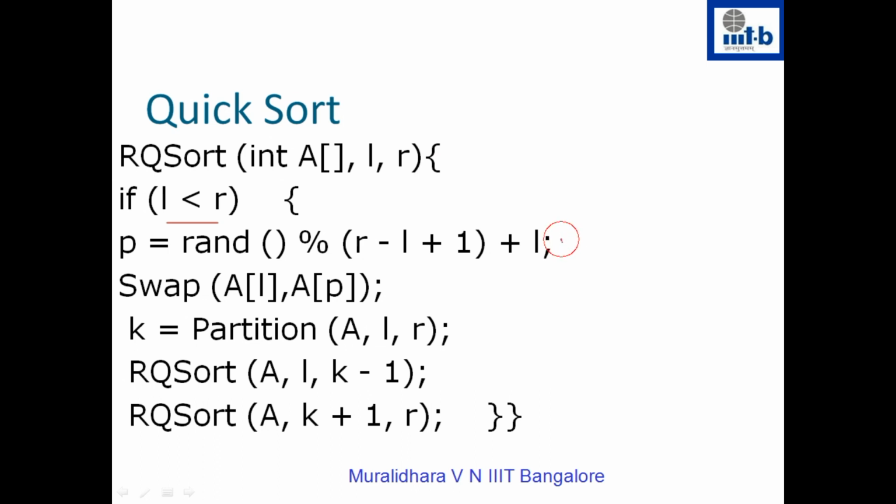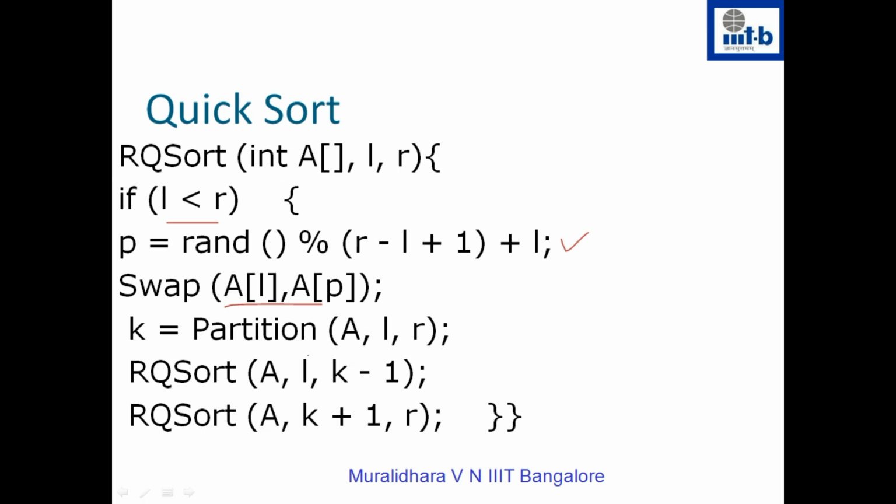Now A of P will be our pivot. L is the first location. P is some location which I randomly picked. This is the random pivot. I swap it with the first location, because when I call the partition function, I know that the partition has to be done with respect to the first element. I pick a random pivot, swap it with the first element, and then call the partition function. The partition that we are supposed to do is with respect to the random pivot.